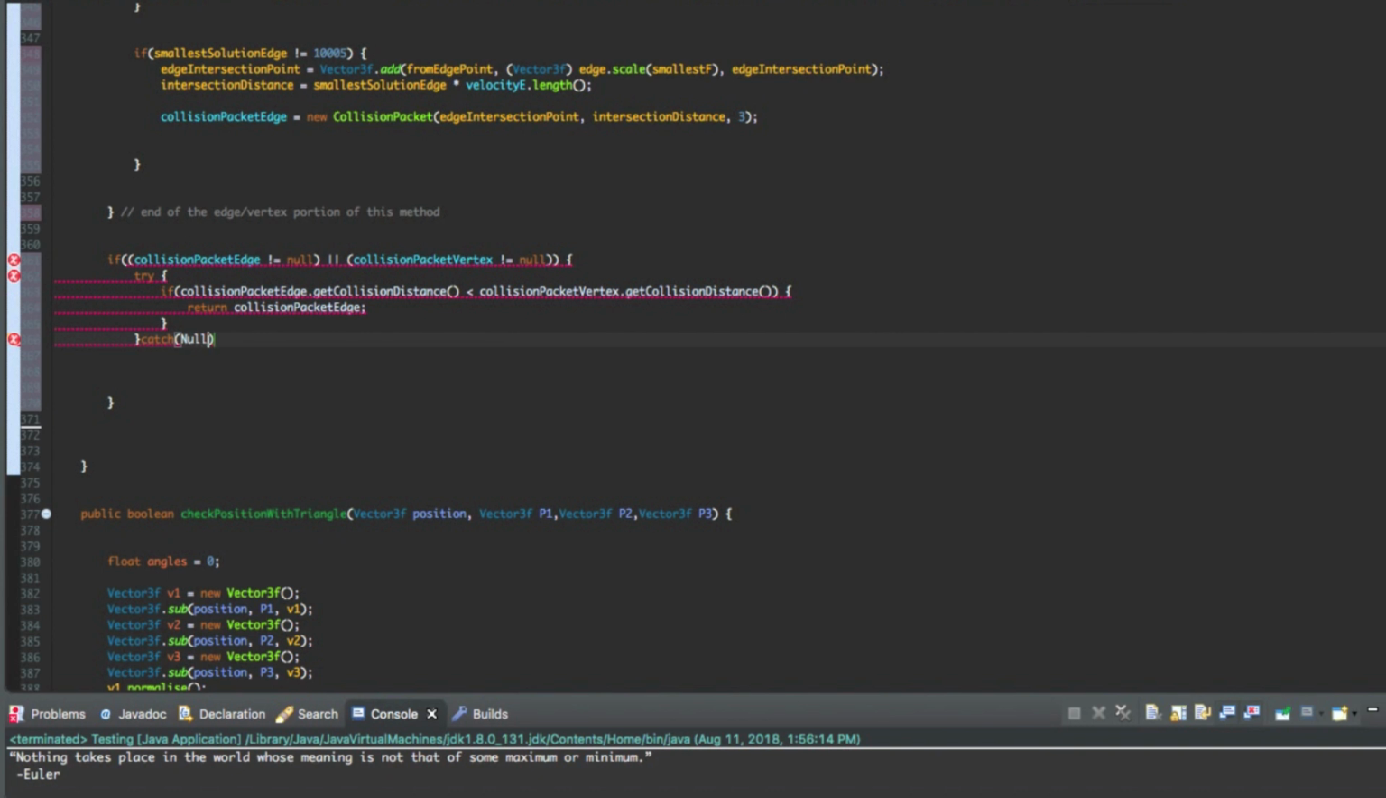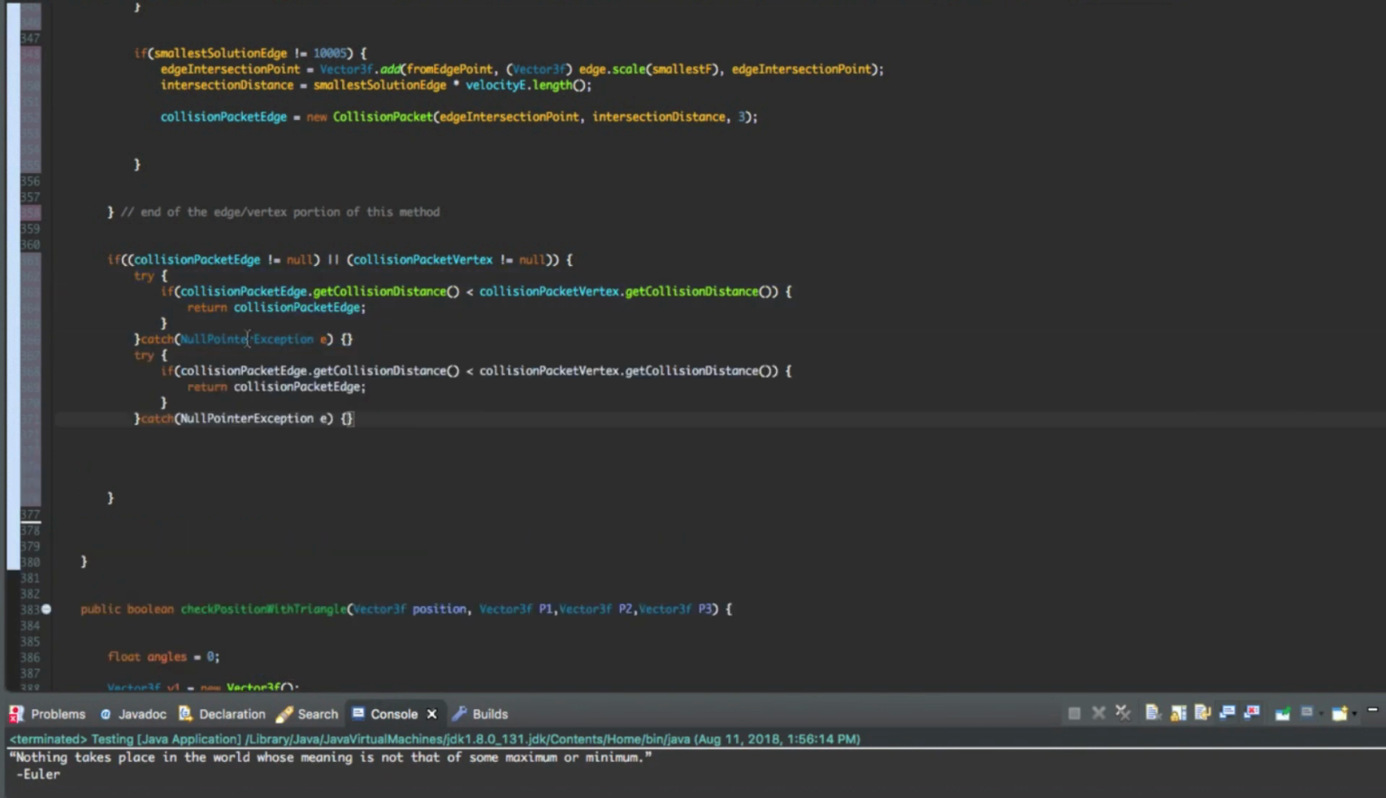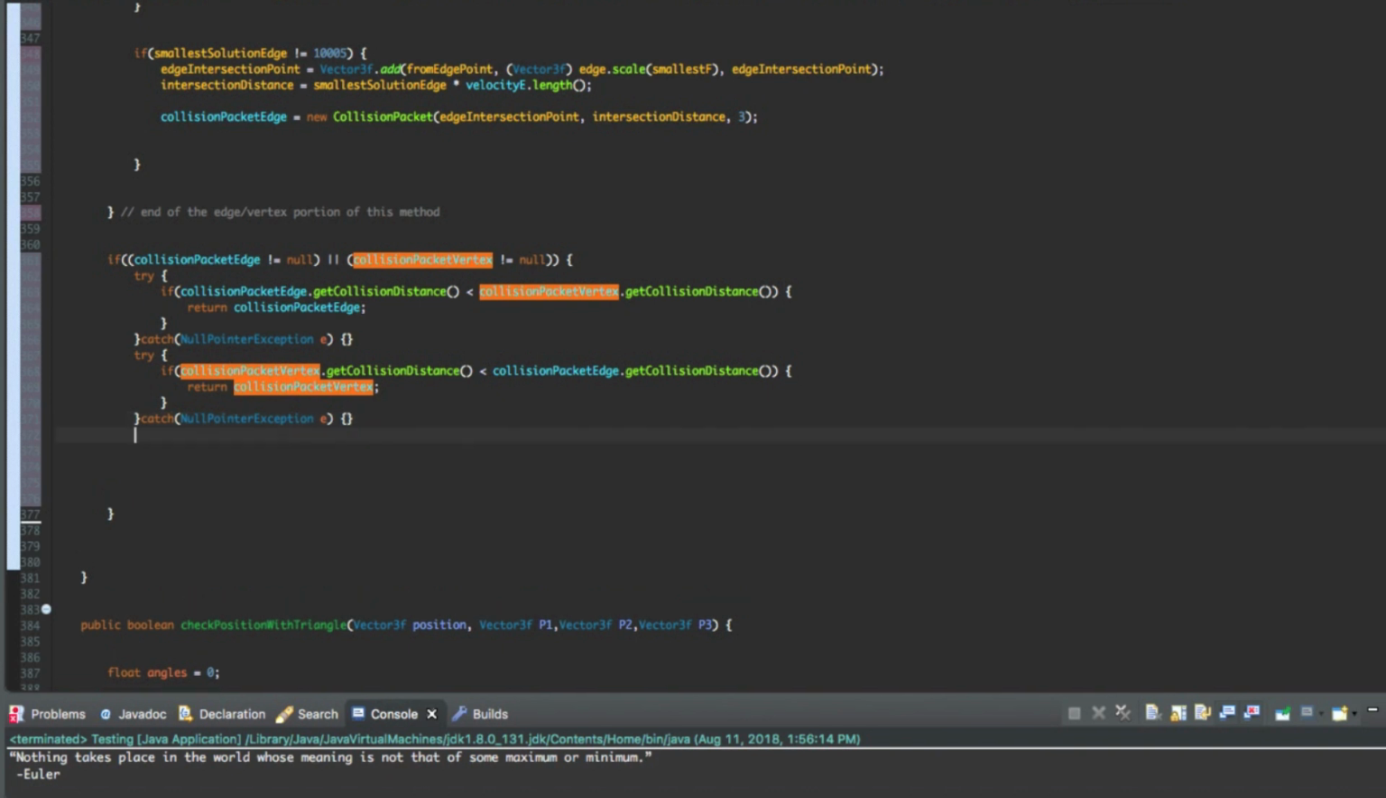All right, and we're going to do that same exact thing essentially. We're just going to see if the packet exists, and we're going to surround it with the try catch and see if the vertex is less than the edge distance, and we'll return that as well. We'll return the collision packet vertex if that's true.